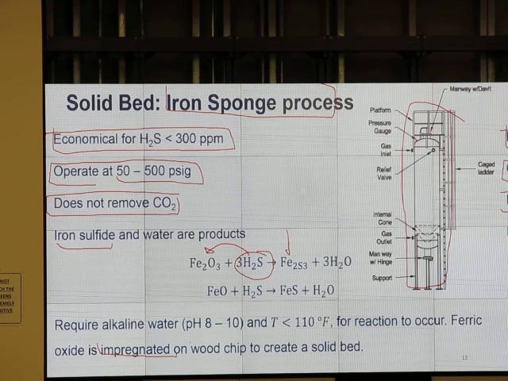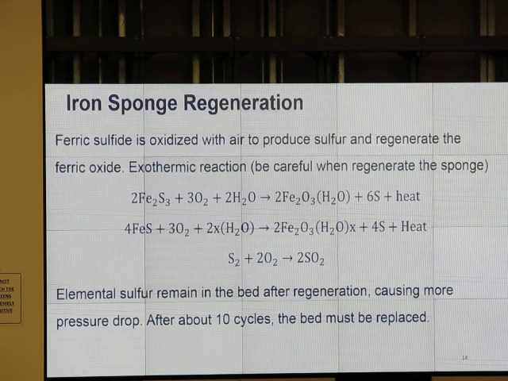So they sell it like a bag. You put this wood chip into the reactor and you flow gas through. Sour gas goes in from the bottom and sweet gas comes out. Okay? And the reaction inside is to catch the acid gas. So that's a reaction. Then we need to regenerate it.